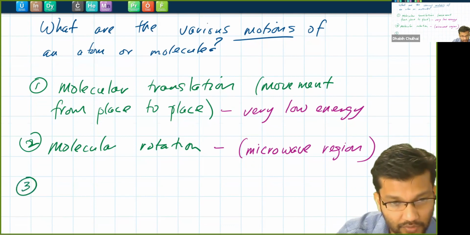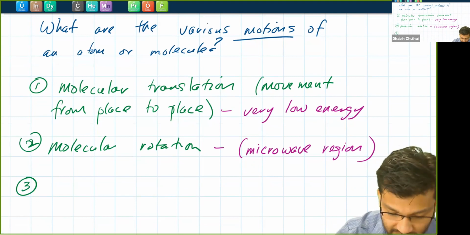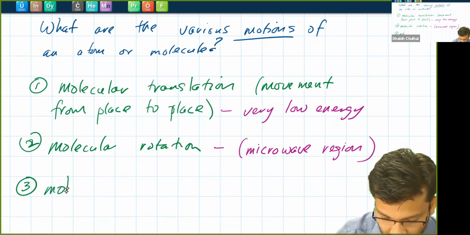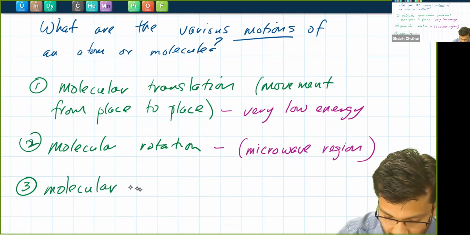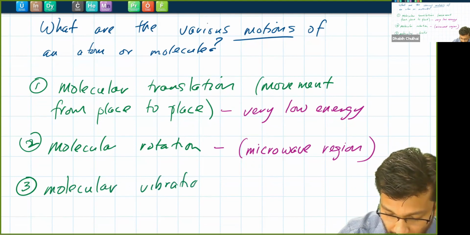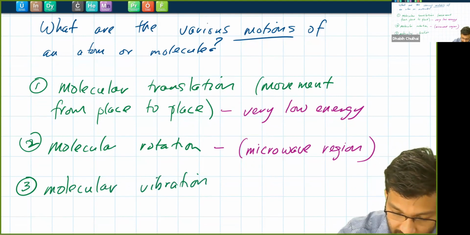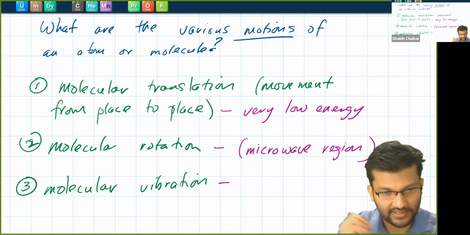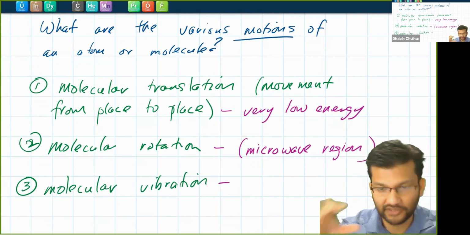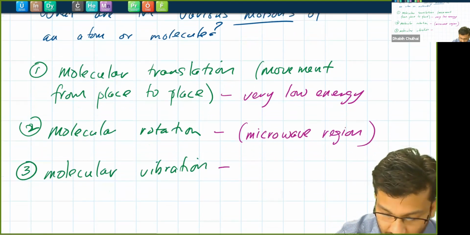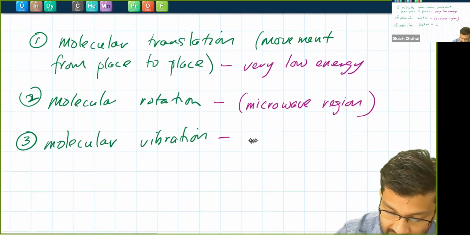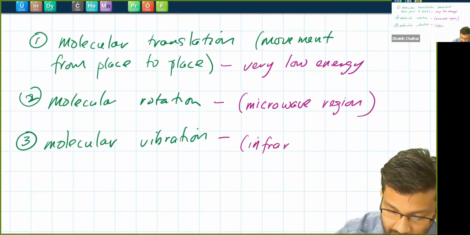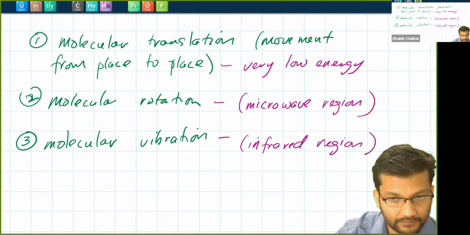The third kind of motion that we might expect is vibrational motion. So molecular vibration. These are all the different atoms of the molecule vibrating, shaking, trembling, however you want to think about it. And this happens in the infrared region of the electromagnetic spectrum.